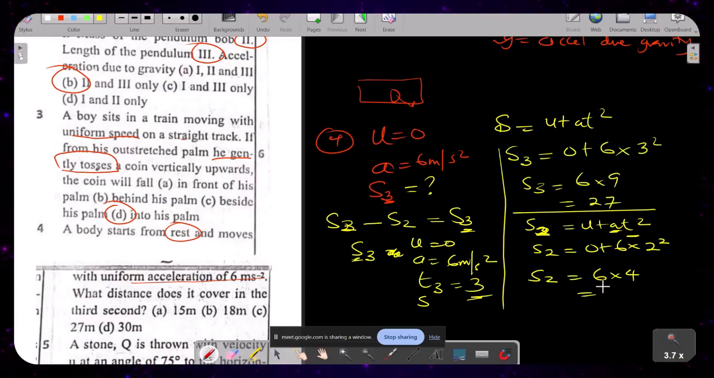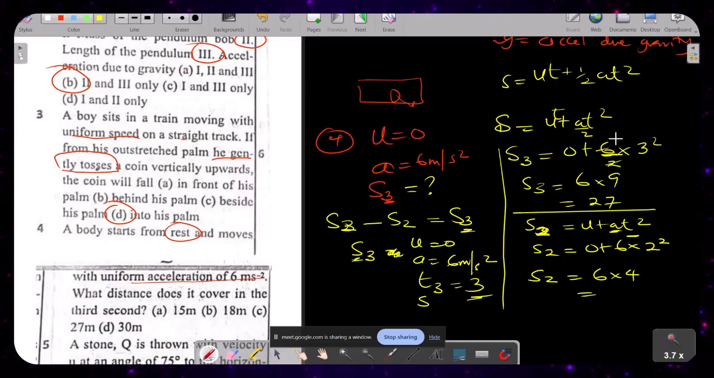Am I correct? Sorry, I made a mistake in the formula. I didn't apply something in the formula. The formula is supposed to be ut plus half at squared. Sorry, it's supposed to have the half, 2 over 2 here. So which means that the a here is going to be divided by 2. If I divide this by 2, I'm going to have 3. So what I'm going to have here is 3 times 9. 3 times 9 is going to give me 27.